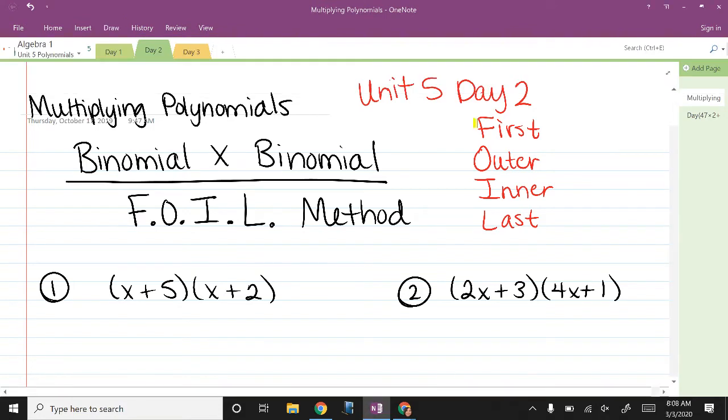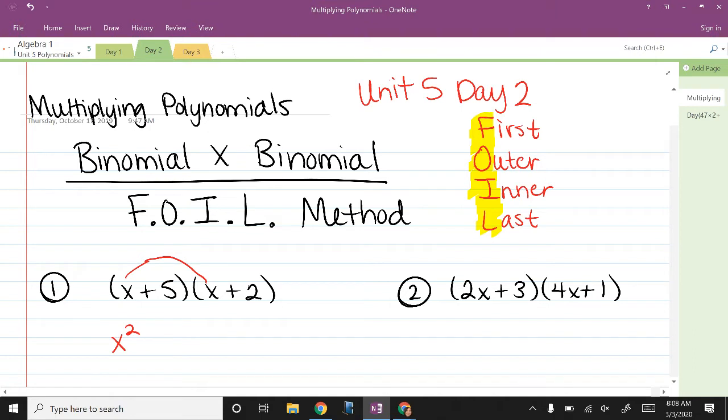First, outer, inner, last. So what that tells you is the order that you're going to multiply each term in your two parentheses. F stands for first. So you start by multiplying the first term in each parentheses. I have an X in this parentheses as the first term. The first term in this parentheses is also an X. So you're going to start by multiplying X times X. And what is X times X? X squared.